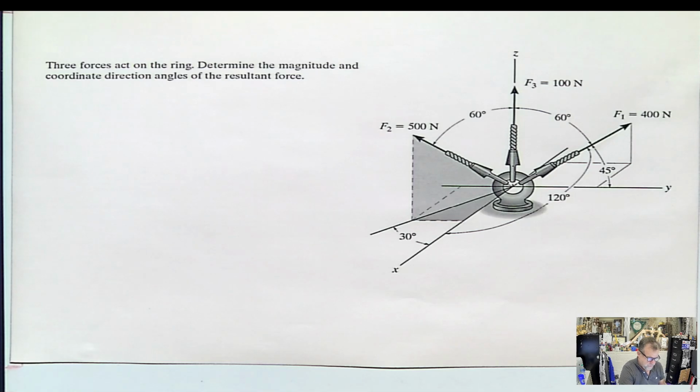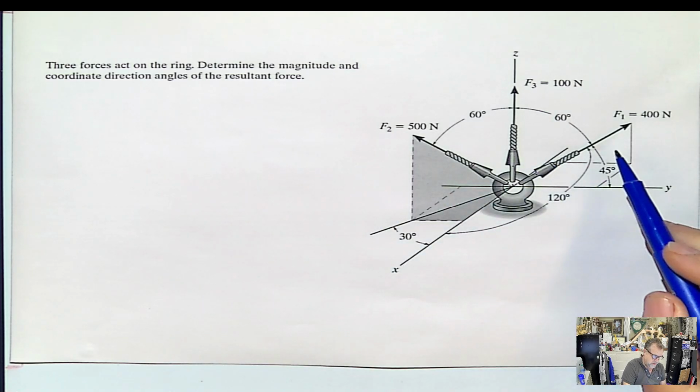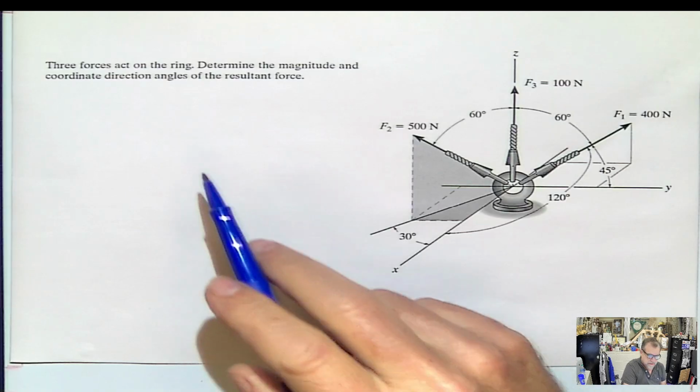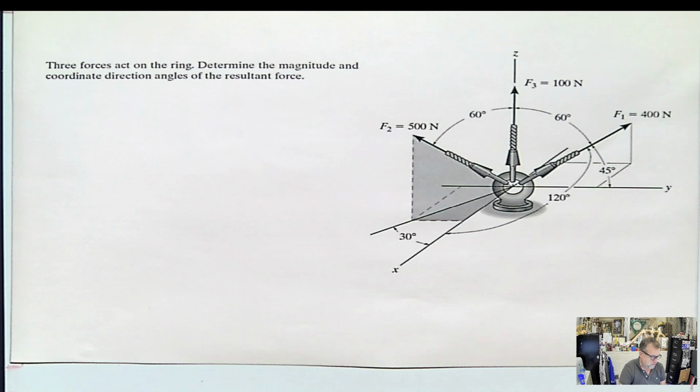Another problem for particles in 3D. So basically three forces, and you have the three forces here, one, two, three. They say that they are acting on this little ring here. Determine the magnitude and coordinate direction angles of the resultant force. Or, in other words, determine the resultant force. And that includes the magnitude and direction, and the direction can be given as either the unit vector or the coordinate direction angles for the force.